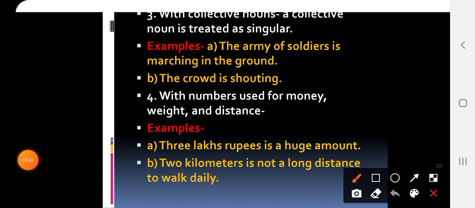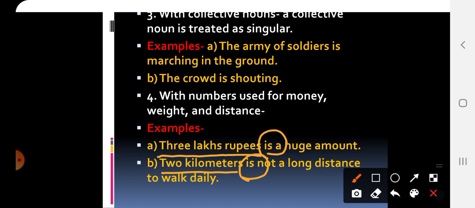In the first example, 3 lakhs rupees is a number that is used for money. So with it, the singular verb is has been used. In the second example, 2 kilometers is used here for a distance. So that is why the singular verb is has been used with it.